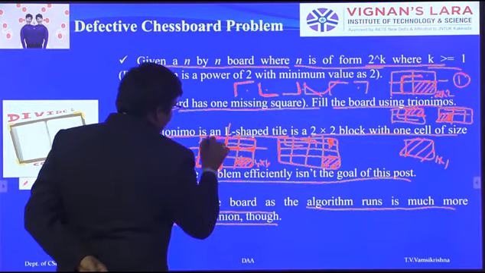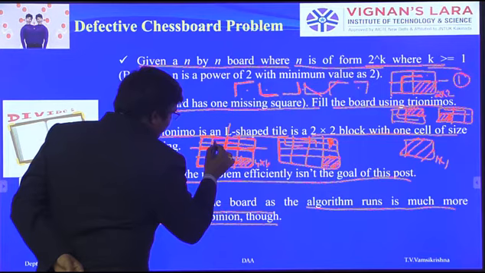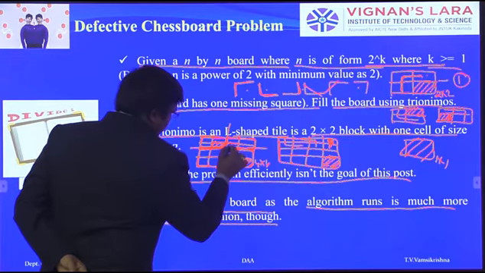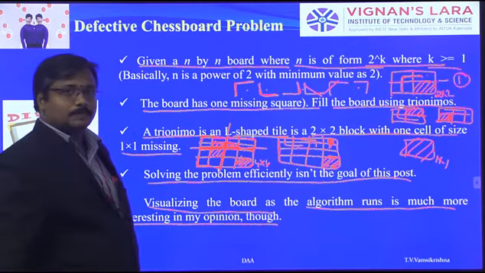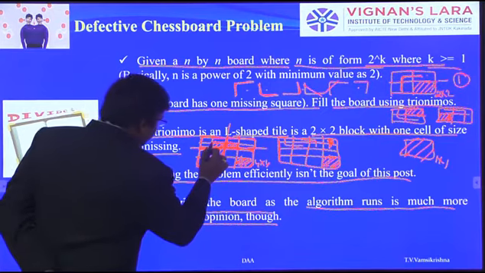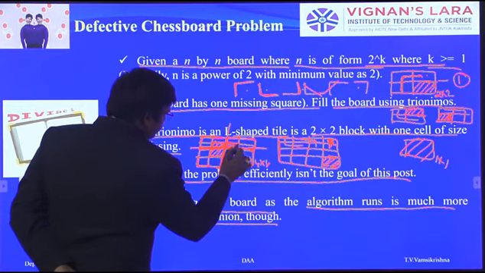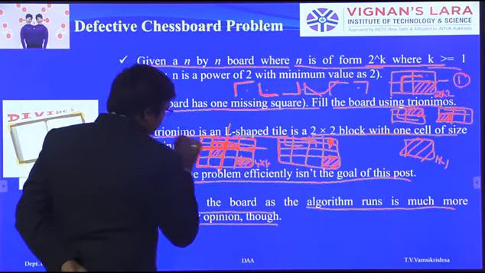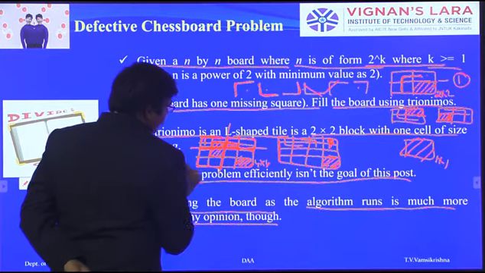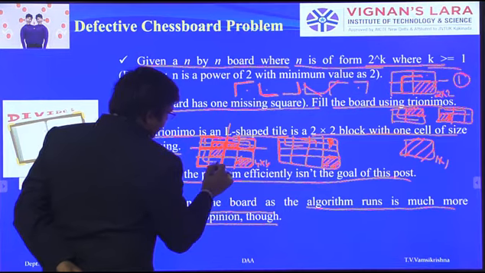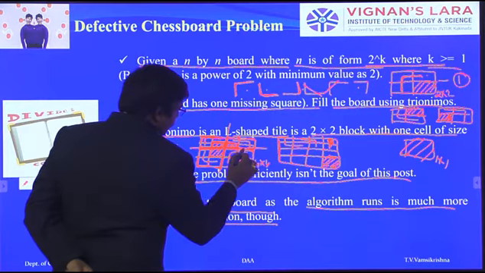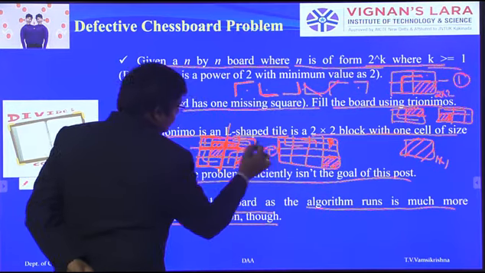So I am imagining that each and every chessboard has one defective tile. And interestingly, this is one triamino. This is one triamino. This is another triamino. This is another triamino. So 1, 2, 3. This is one more triamino, 4. This is one more triamino, 5. So 5 triaminos are required.